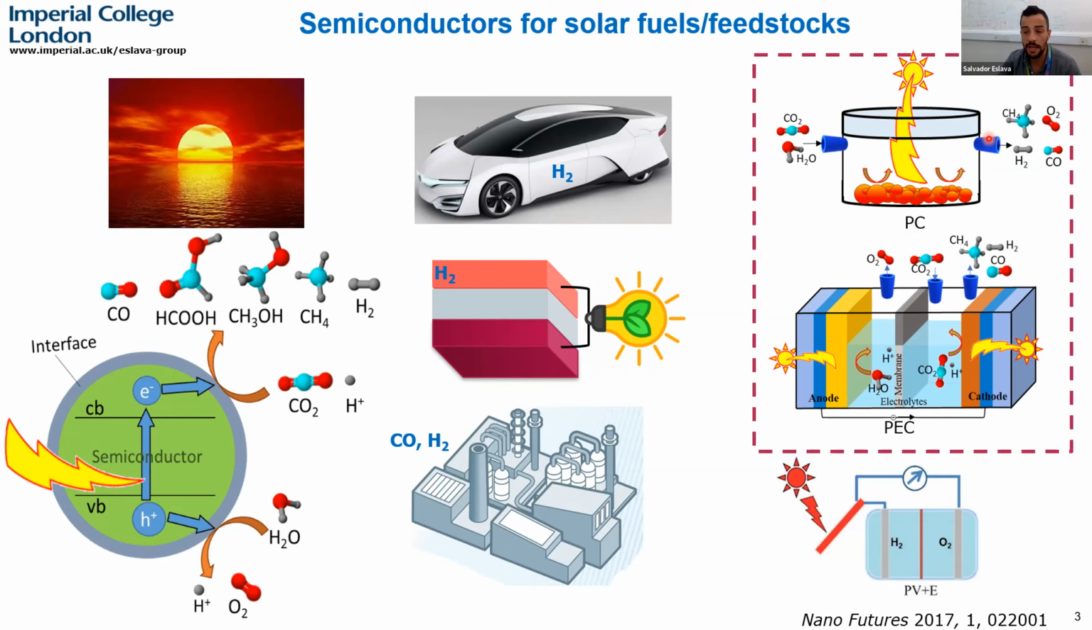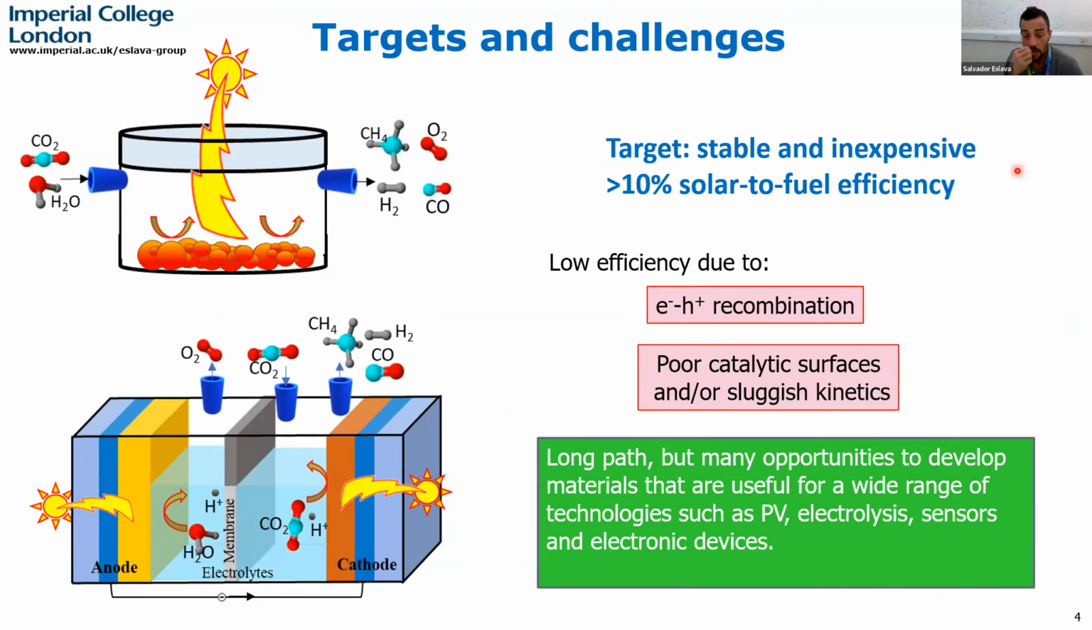In my group, we are mainly working on photocatalysis and photoelectrochemistry. We still do some photovoltaics because some of our photoelectrodes are prepared first as a solar cell, and then if they work, we use them as photoelectrodes. Actually all these three configurations are very linked, so any advance in one benefits the others. The target for photocatalysis and photoelectrochemistry is to achieve more than 10% solar to fuel efficiency. This would enable their commercialization and scaling up.